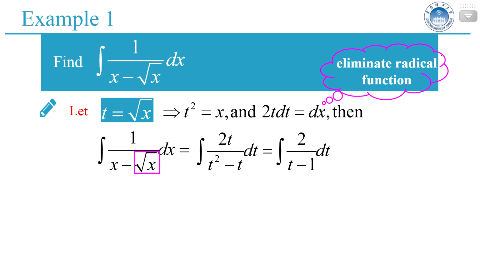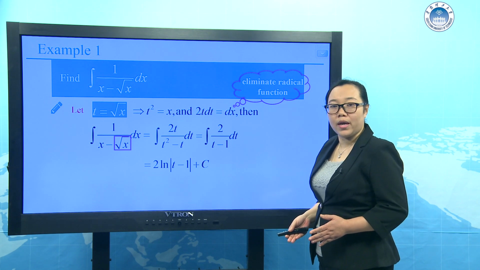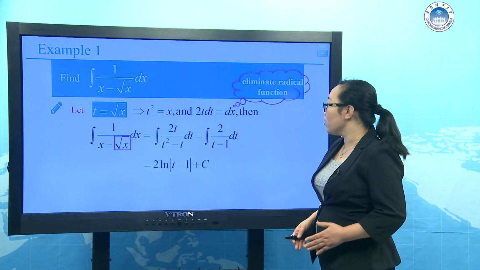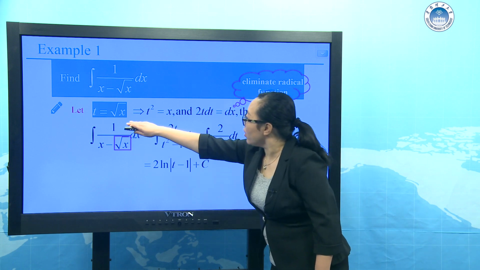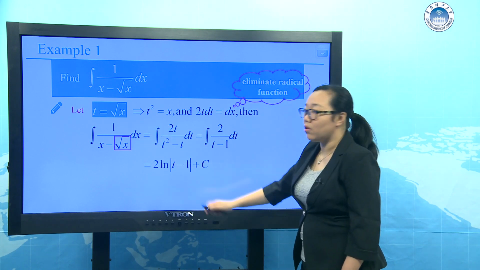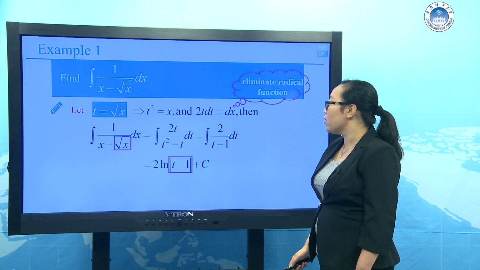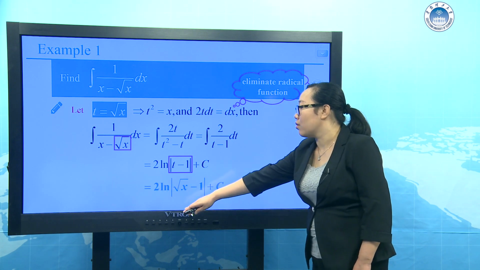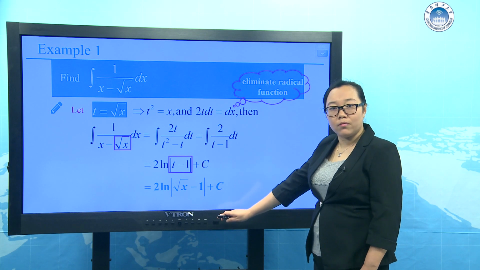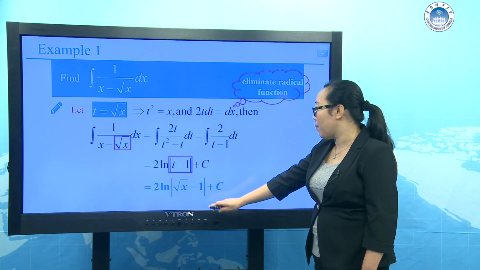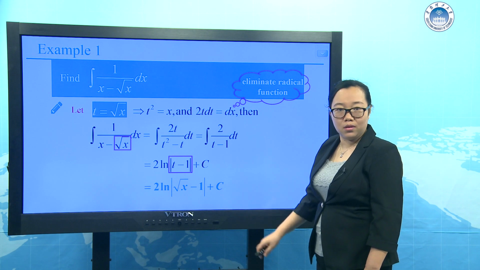This form is very easy. We are familiar with this form. So it equals 2 ln absolute value of t minus 1 plus c. Pay attention to, we use the substitution idea. So the last step, we will replace t back. So t equals square root of x. So the final answer equals 2 ln absolute value of square root of x minus 1 plus any real number c.